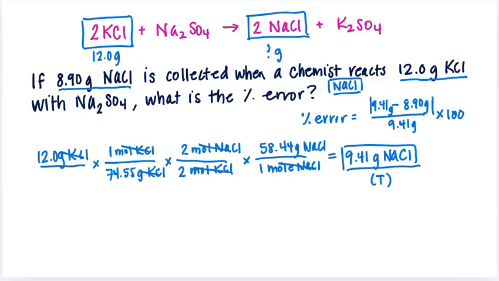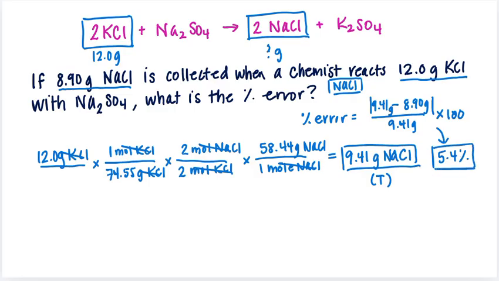All right, now that I have both theoretical and actual, I am ready to solve. I'm going to take 9.41 minus 8.90. That's a positive number, but if it were a negative number, I would just take the absolute value or make that a positive value. And then I'm going to divide it by 9.41, multiply by 100 to make it a percent. When I do that, I end up with 5.4% error.